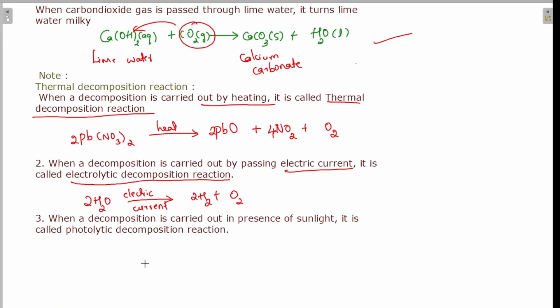And when the decomposition reaction is carried out in the presence of sunlight, then we call such a decomposition reaction a photolytic decomposition reaction. For example, when silver bromide is exposed to sunlight, we get silver plus bromine. These are different types of decomposition reaction based on which kind of energy is being absorbed.